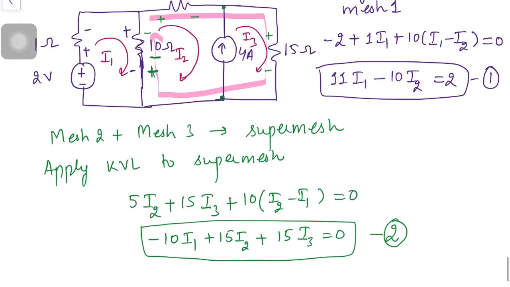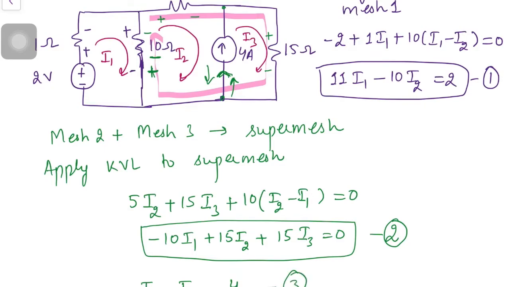Third equation is according to the constraint imposed by this current source on this branch. Now current source is supplying 4 ampere current, so the current through this branch should remain 4 ampere and that should be in upward direction. So we want the resultant current in terms of mesh currents in upward direction. I3 is flowing upward, I2 is flowing downward, so the resultant current in upward direction is I3 minus I2 and it should be equal to 4.